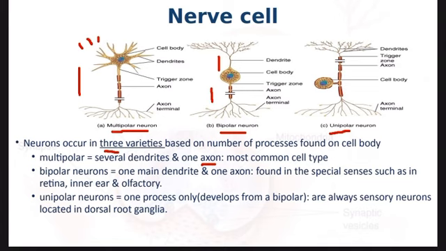Unipolar neurons have one process only. They actually develop from the bipolar, this one, they actually have one process. So they are always sensory. They are located in the dorsal root ganglia, and we will talk about that later. So they have multiple dendrites but only one process, okay, or one process only. So it goes this way directly. Is this clear? Should be.